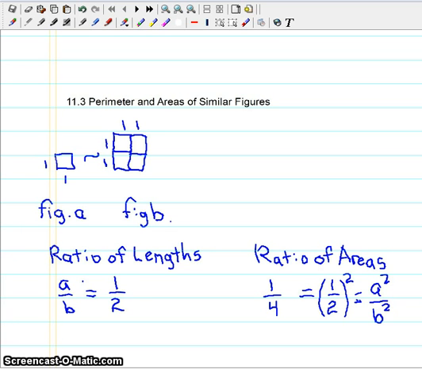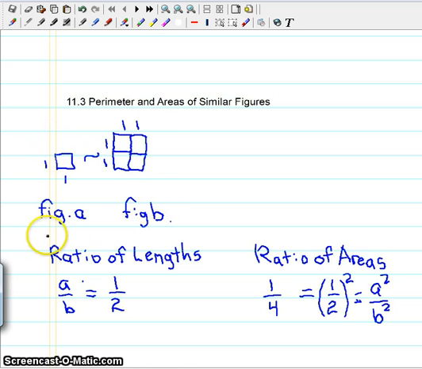This is lesson 11.3, perimeter and areas of similar figures. So in the past we have dealt with similar figures. These are figures that have corresponding sides that are congruent. So they're the same shape, but they're different sizes. And corresponding sides are in proportion to each other.